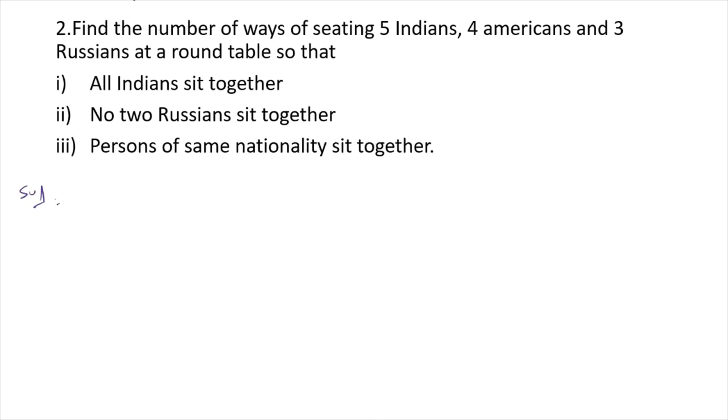So we have 5 Indians, 4 Americans and 3 Russians. So total 5 plus 4 plus 3, which is equal to 12. So we have 12 people. We have to make these 12 people sit at a round table. So these 12 people can be arranged at a round table in 11 factorial ways. So this is the total number of arrangements when there are no restrictions.